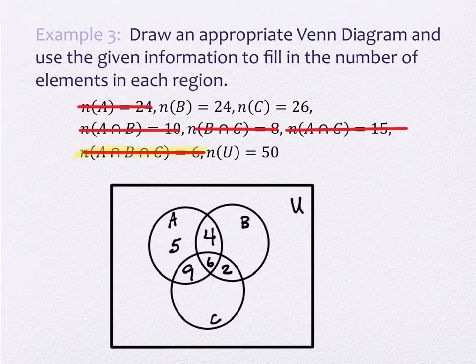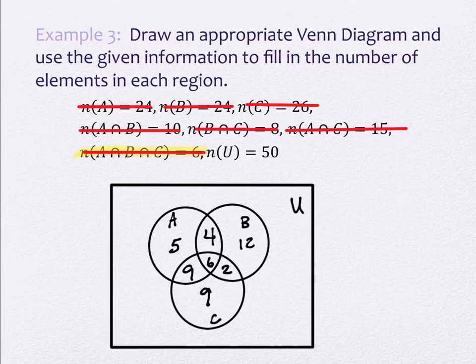N of B is also 24, so that's this circle. How much is already there? 12. So how many is missing? Yeah, 12. And again, we're done with another piece. And then we have circle C. It's supposed to be 26. How many are already there? 17. So how many are missing? 9. And we've taken care of, okay, sorry about that. Too many pieces on my screen being moved around at the same time. That one.